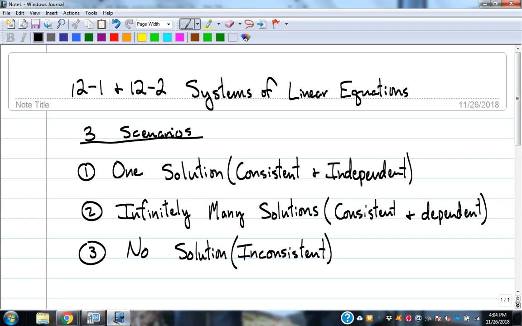that can happen. One of those is that there's one solution, and the real mathy term for that is consistent and independent system of equations. Or you could have infinitely many solutions, which is also consistent, but it's called a dependent system. So consistent means you've got answers. Independent means you've got only one answer. Dependent means you've got an infinite number of solutions. And then the third scenario is that there's no solution at all. And that's just called an inconsistent system.